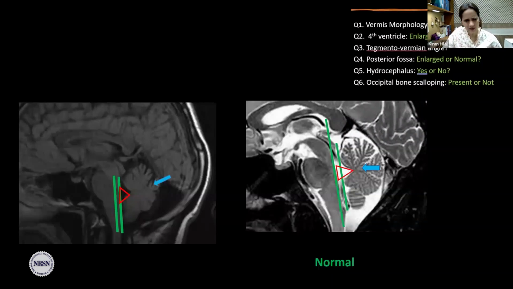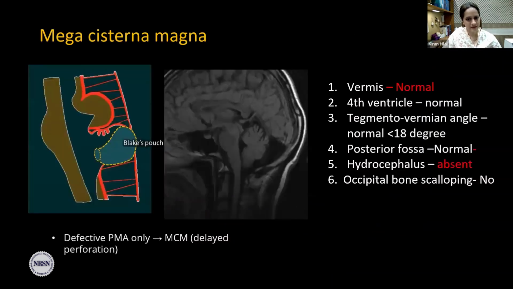If everything is almost the same as the normal, then what is this cyst? The answer is this cyst is the mega cisterna magna, which is again a normal finding. So why does the cisterna magna happen in many humans as a normal finding?